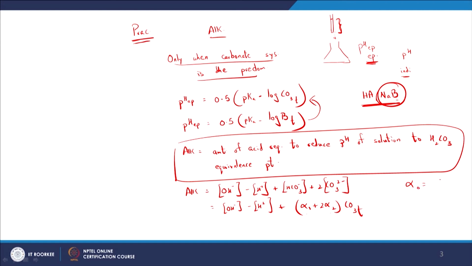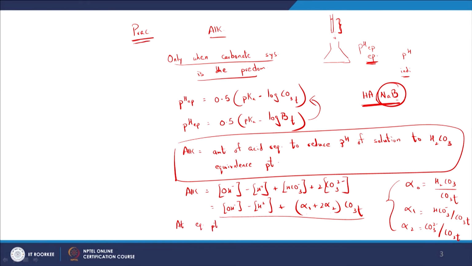So, alpha naught will give you an idea about H2CO3 by CO3 total, whereas alpha 1 and alpha 2 would give you an idea about the other species, which are the deprotonated forms here, HCO3 minus by CO3 total and CO3 2 minus by CO3 total. So, using these variables that we are aware of earlier, we end up with this particular equation.